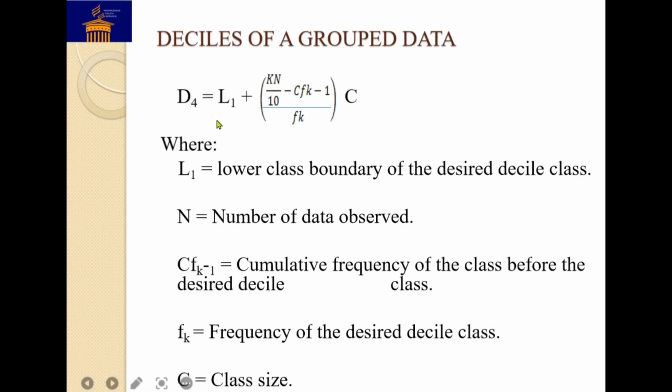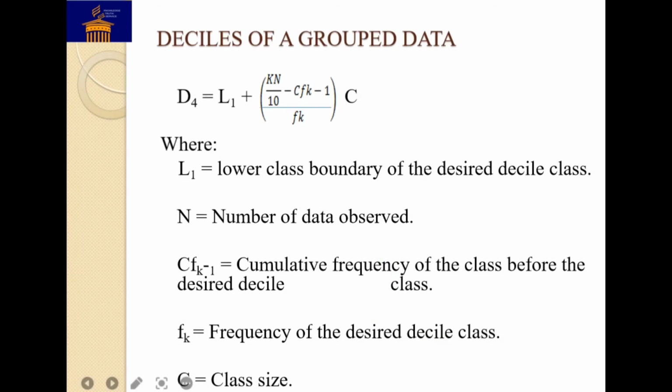Your L1, now we are looking for a decile class, let's say D4. So your L1 will be the lower class boundary of the desired decile class. In this case, it will be the 4th decile class. Your N is the number of data. So your Kn over 10 is your desired decile class. Your Cf of K minus 1 is the cumulative frequency of the class before the desired decile class. Your F of K is the frequency of the decile class.